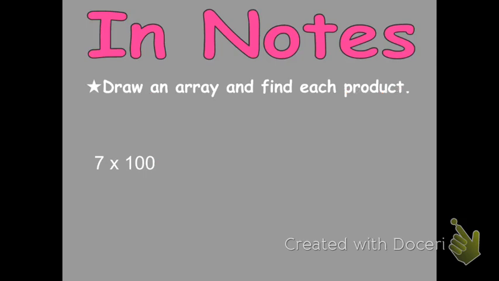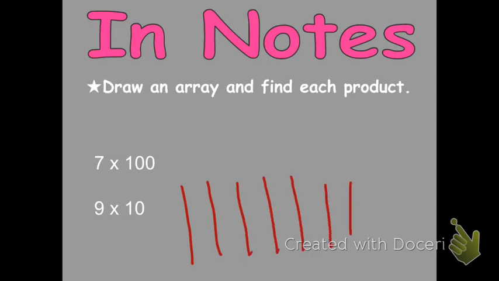Let's do our next problem. 9 groups of 10, 9 times 10. So a rod is what we'll need to draw, just a rod of 10, and we need to draw 9 groups of them. So we have 10, 20, 30, 40, 50, 60, 70, 80, 90. So now we know that 9 times 10 equals 90. And that's how we would represent that using rods.